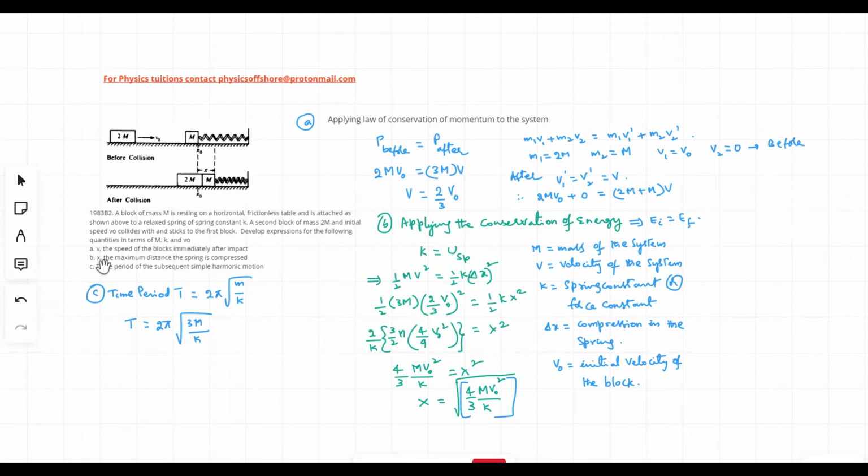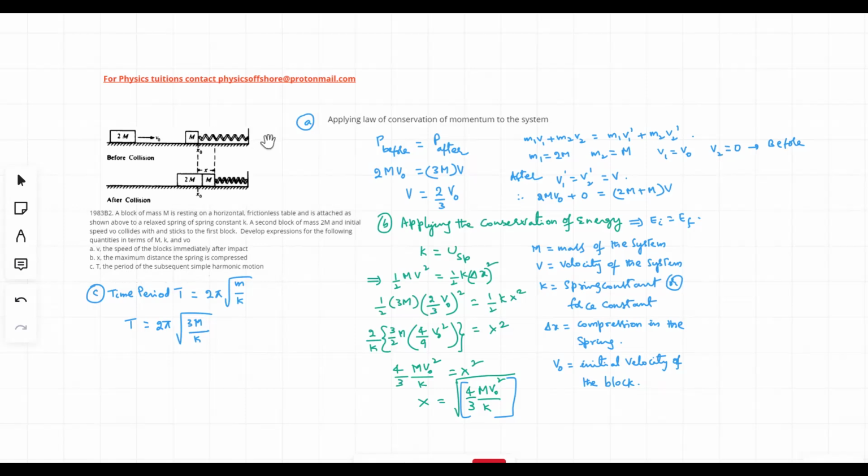A: v, the speed of the blocks immediately after impact. B: x, the maximum distance the spring is compressed. C: T, the period of the subsequent simple harmonic motion.